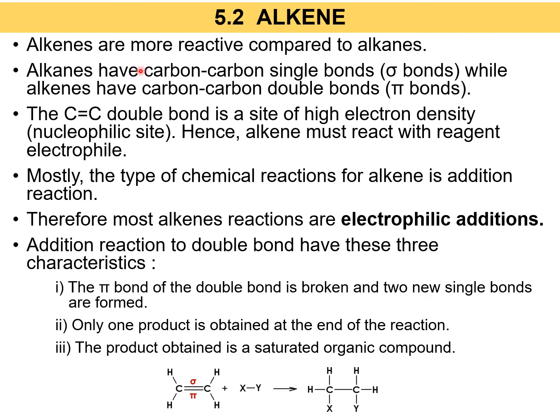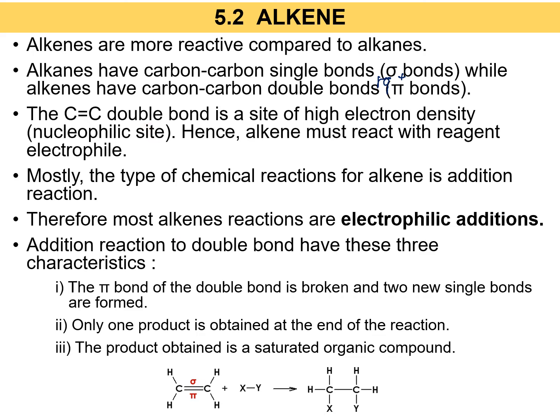Okay, basically alkenes are more reactive compared to alkanes. Because alkanes have a carbon-carbon single bond, so they only have one sigma bond. But alkenes have a carbon-carbon double bond, so they have one sigma bond and one pi bond. Okay, and we have learned in subtopic 4.1 that the carbon-carbon double bond is very rich in electron density. That's why it is a nucleophilic site.